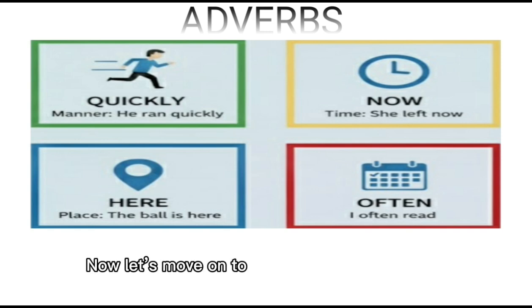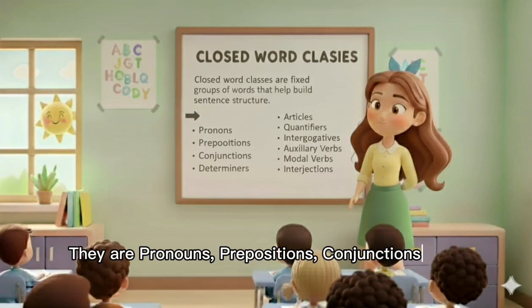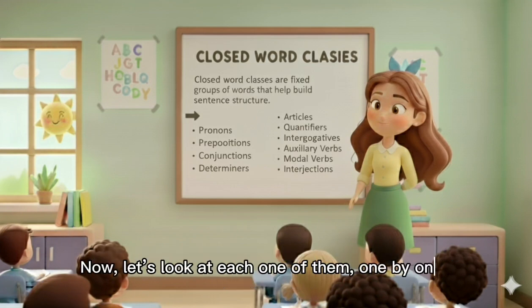Now let's move on to the closed word classes. You can see the four main closed word classes here. They are pronouns, prepositions, conjunctions, and determiners. Now, let's look at each one of them, one by one.